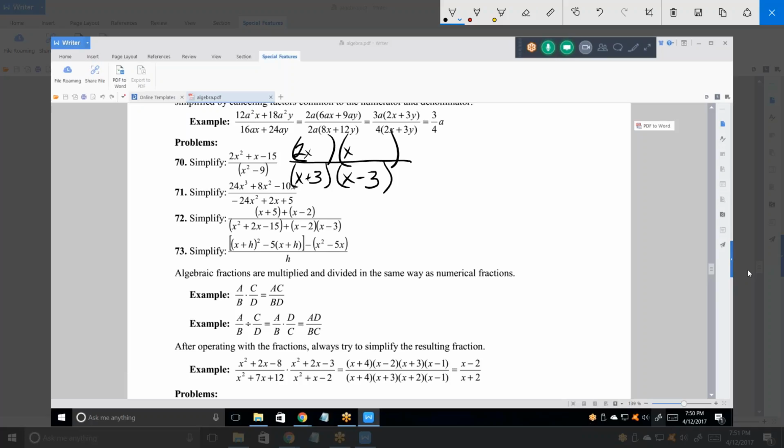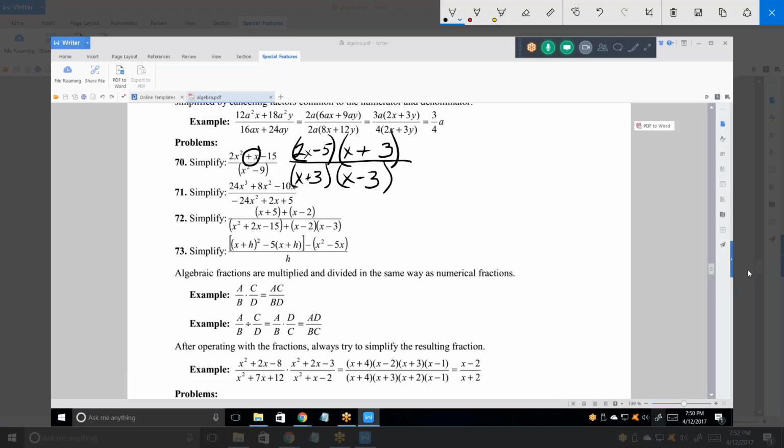Signs have to be opposite. Well, that means the 5 is going to have to go there. The 3 is going to have to go there. And I've got to produce a middle term of plus x. The only way I can do that is plus 3 and minus 5. And you see why that produces a middle term of plus x.